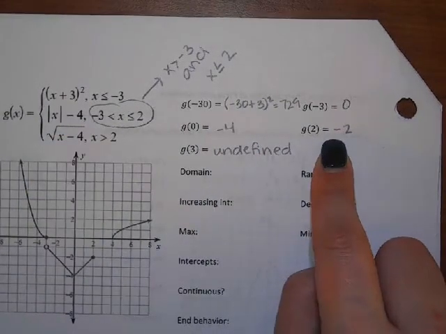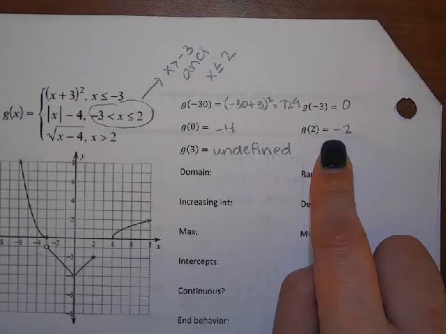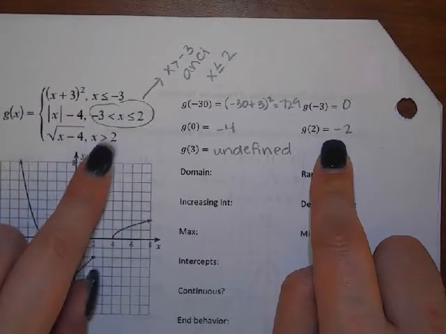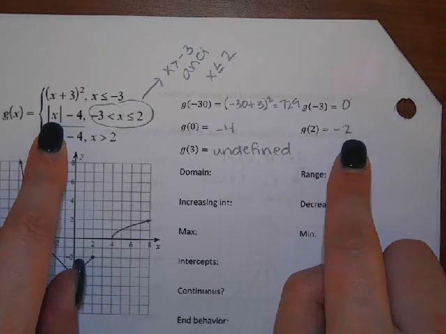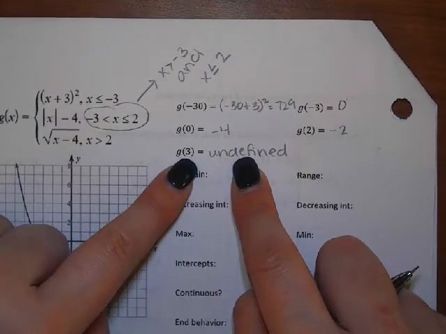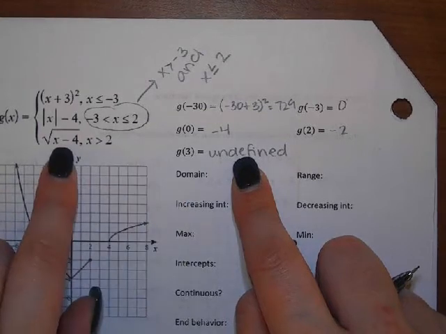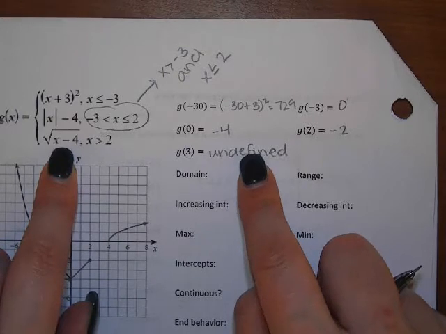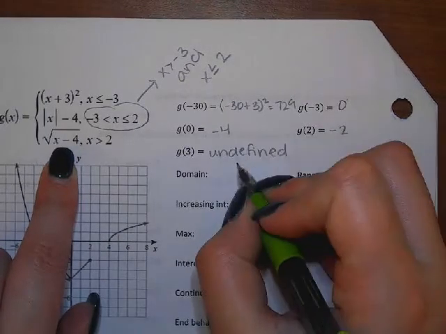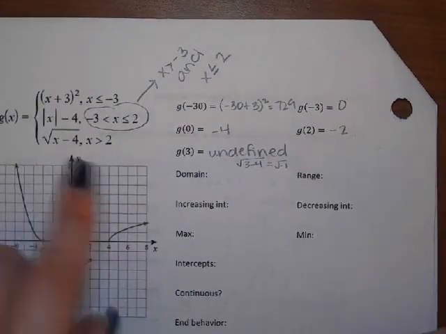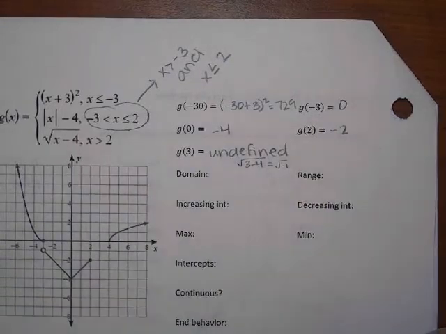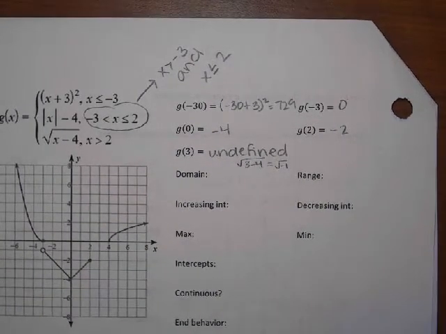Which one do I plug 2 into? The bottom one? The middle one? The middle one, because it can equal 2. Absolute value of 2 minus 4, negative 2. Which one do I plug 3 into? The very bottom one. Square root of 3 minus 4 is not 1. Square root of 3 minus 4 is square root of negative 1. That's a fake answer, which is why we say it's undefined.